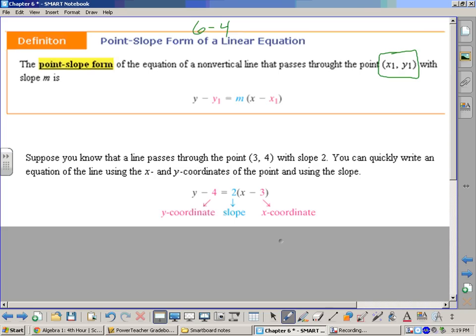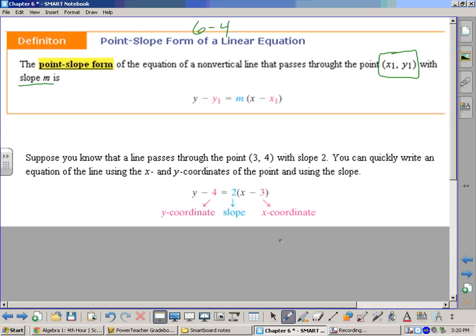x1, y1. And that 1 is just a subscript. It doesn't mean that x is 1. It's just labeling it. So we could have an x sub 2 or an x sub 3 and so on. They would just be labels for x's. So those are going to be a specific x and y coordinate, and they're going to give you a slope m.